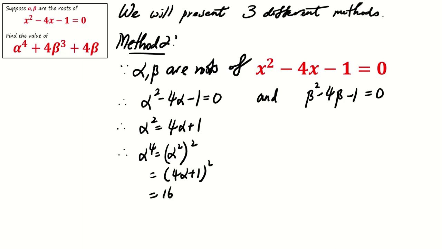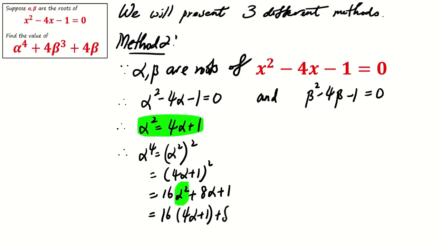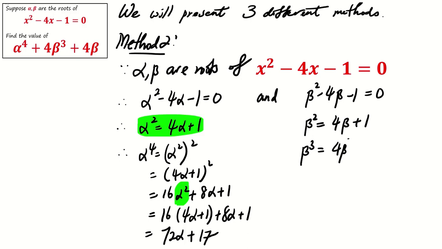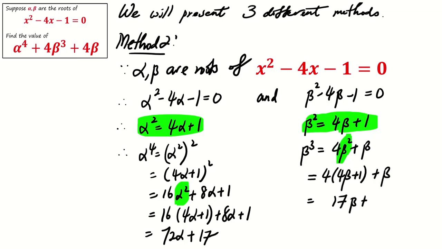Expand it and we have 16 alpha squared plus 8 alpha plus 1. Since alpha squared equals 4 alpha plus 1, we substitute alpha squared equals 4 alpha plus 1. And finally, we have alpha to the power of 4 equals 72 alpha plus 17. We do the same thing for beta. Beta squared equals 4 beta plus 1. So beta to the power of 3 equals 4 beta squared plus beta. Using the same argument, finally we get beta to the power of 3 equals 17 beta plus 4.